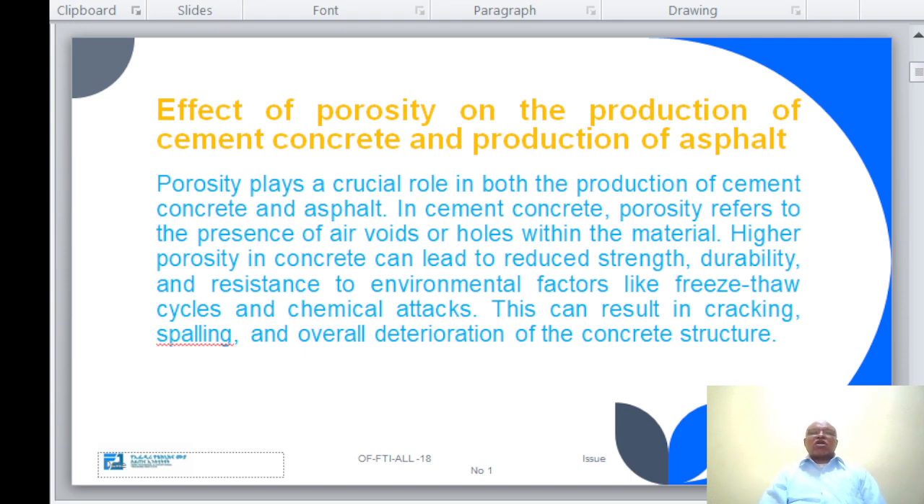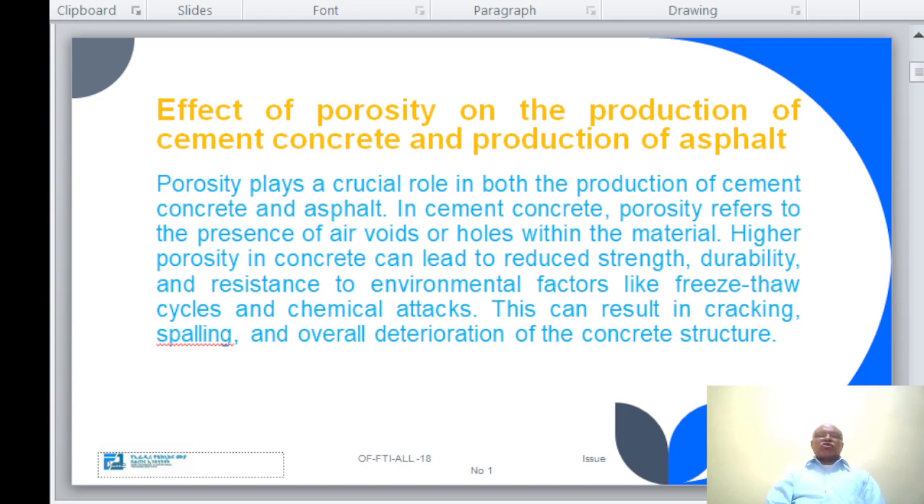The void space can occur due to inadequate compaction during the placement process, improper mix proportions, or the use of poor quality materials. The presence of porosity in concrete can have several negative effects on its performance. First, porosity can reduce the strength and durability of the concrete, as the void space provides a pathway for moisture and chemicals to penetrate the material, leading to cracks, spalling, and other forms of deterioration.